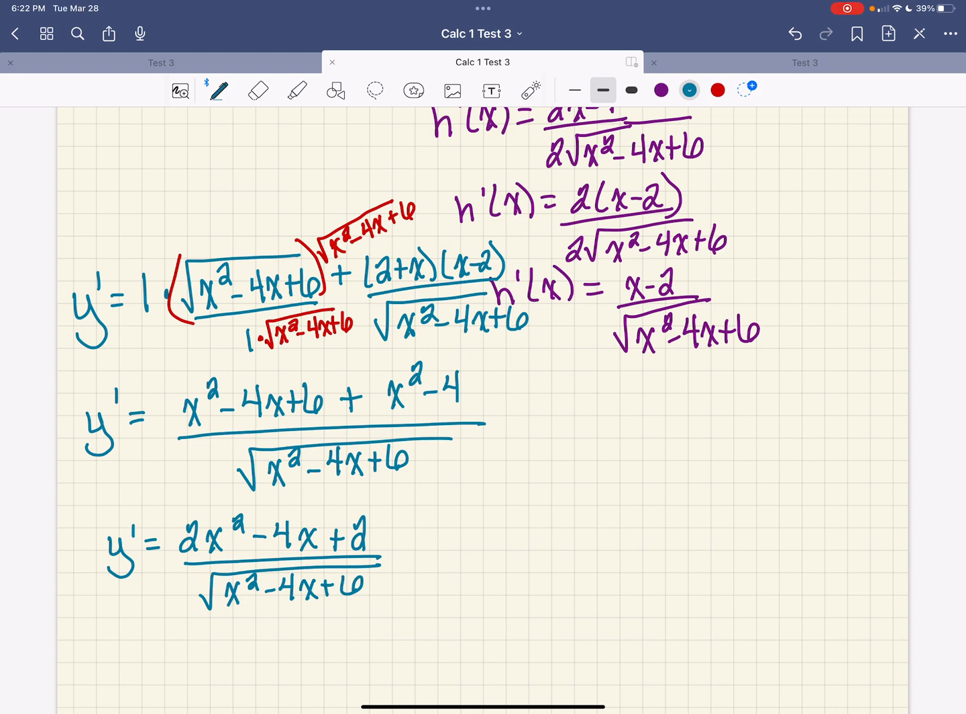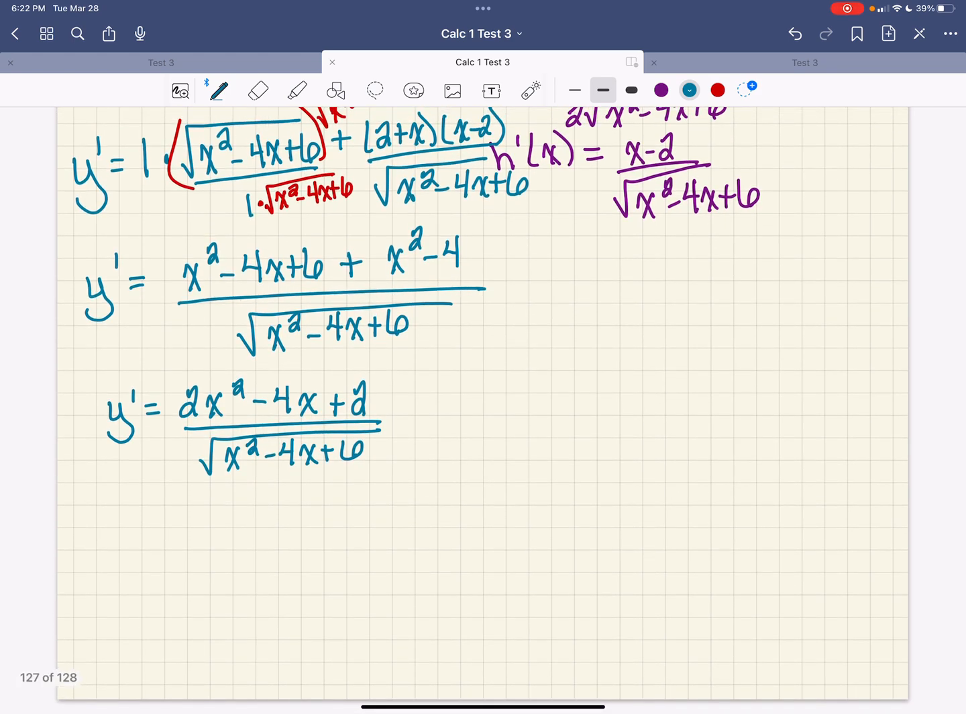I'm going to factor out a 2 in my numerator, just because that's going to help me find my critical numbers.